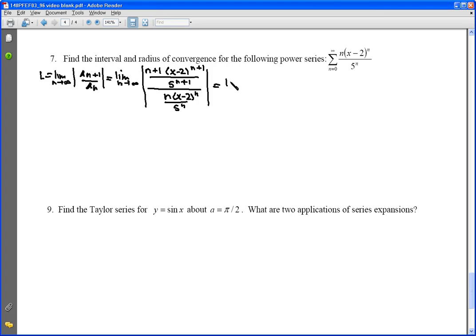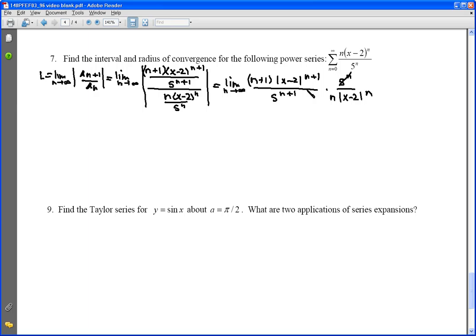And then we invert and multiply, and again the only thing that's going to be left inside the absolute values is the x minus 2, because that's the only thing that could possibly go negative. So we've got an n plus 1 up here, I guess I should put this guy in parentheses, and absolute x minus 2 to the n plus 1, and then we're dividing by 5 to the n plus 1, and now multiply by the reciprocal here, so times 5 to the n on top, and on the bottom we've got n and absolute x minus 2 to the n.